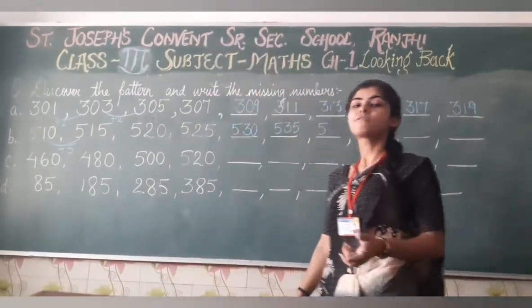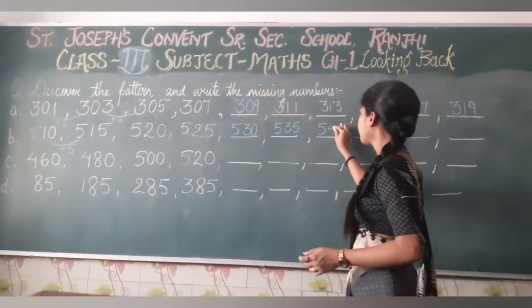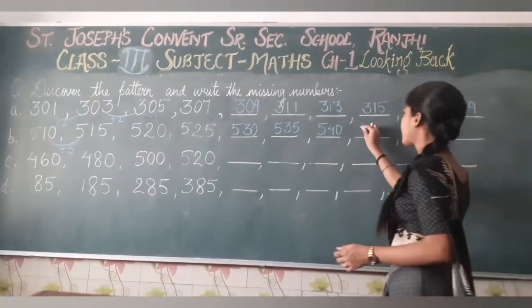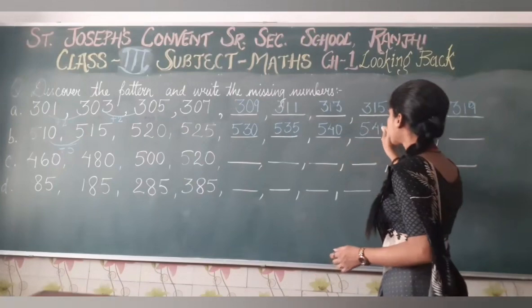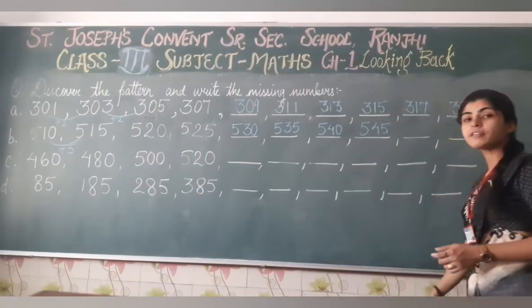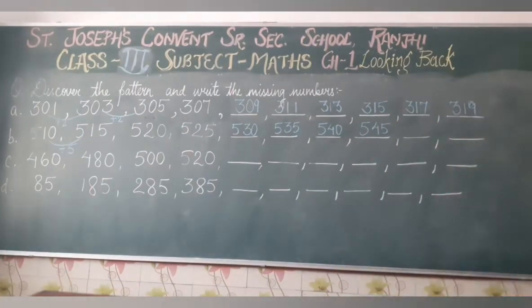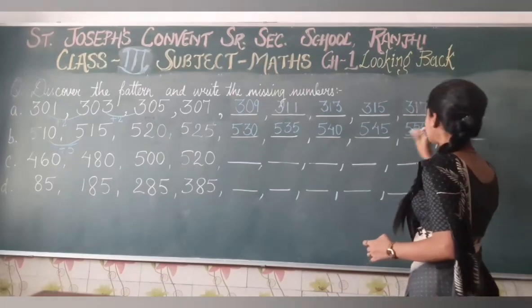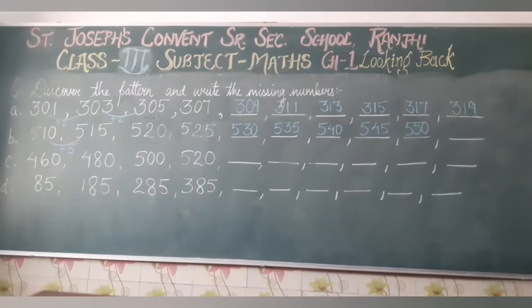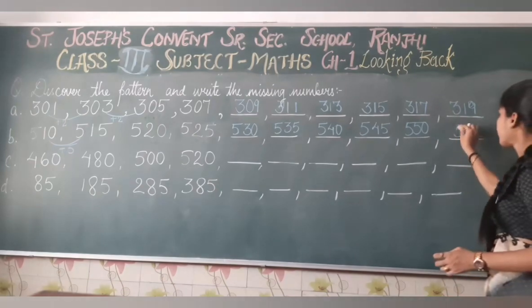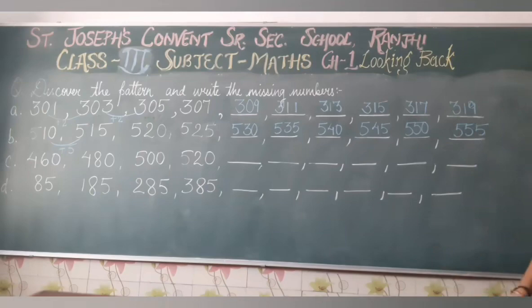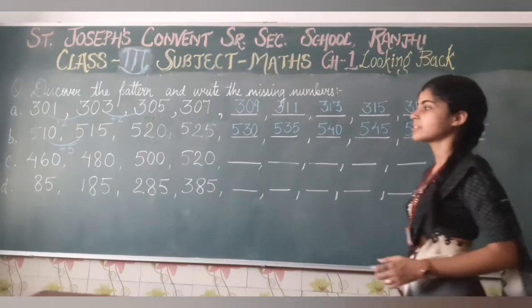Eights are 40. So it will become 40. Next is 545. Now after 45, it will be what? 50. So 550. Next to it will be 555. So this completes our series.